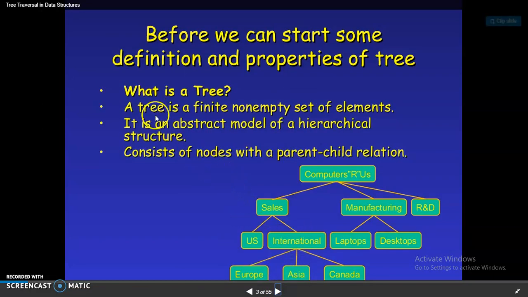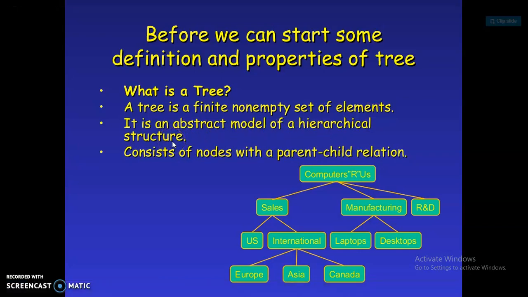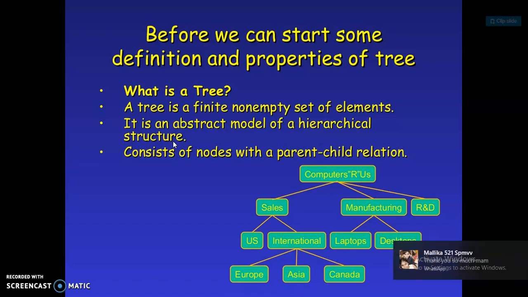A tree can be defined as a finite non-empty set of elements. It cannot have infinite elements, and it cannot contain empty elements. It should be finite and non-empty. It is an abstract model of a hierarchical structure, a brief model for the hierarchical structure. Without describing the structure in words, we can draw it like a diagram, and that becomes a tree.